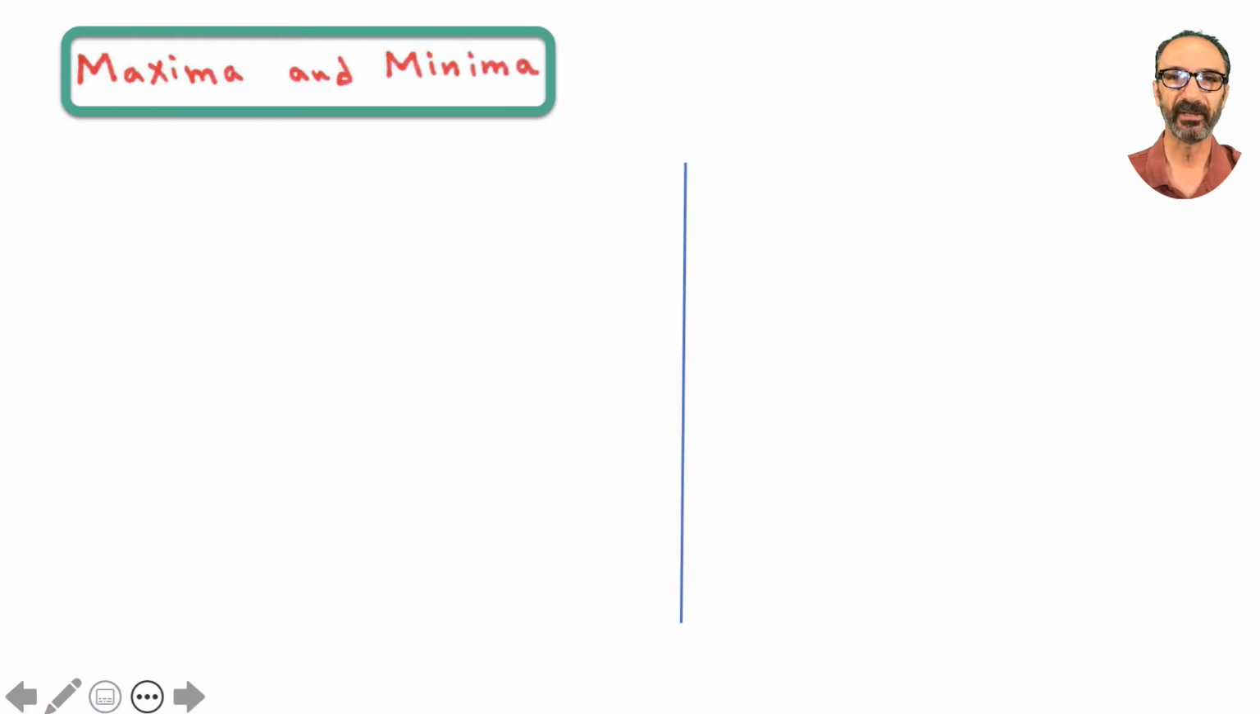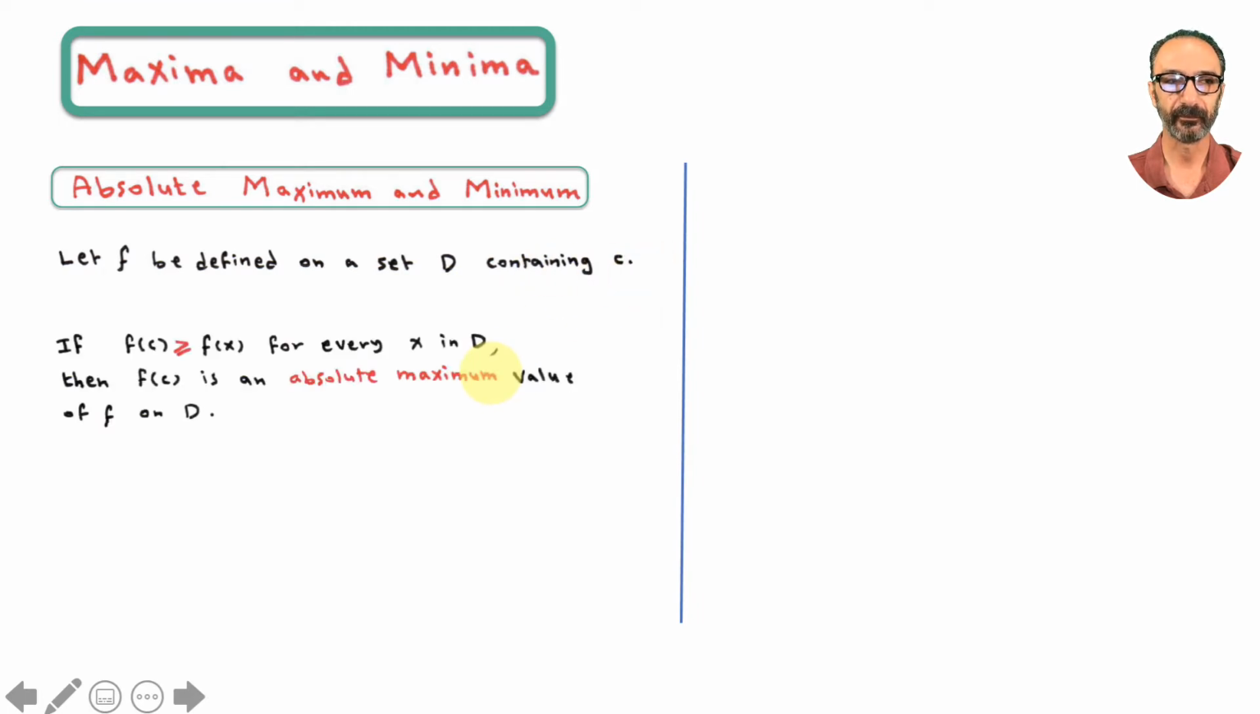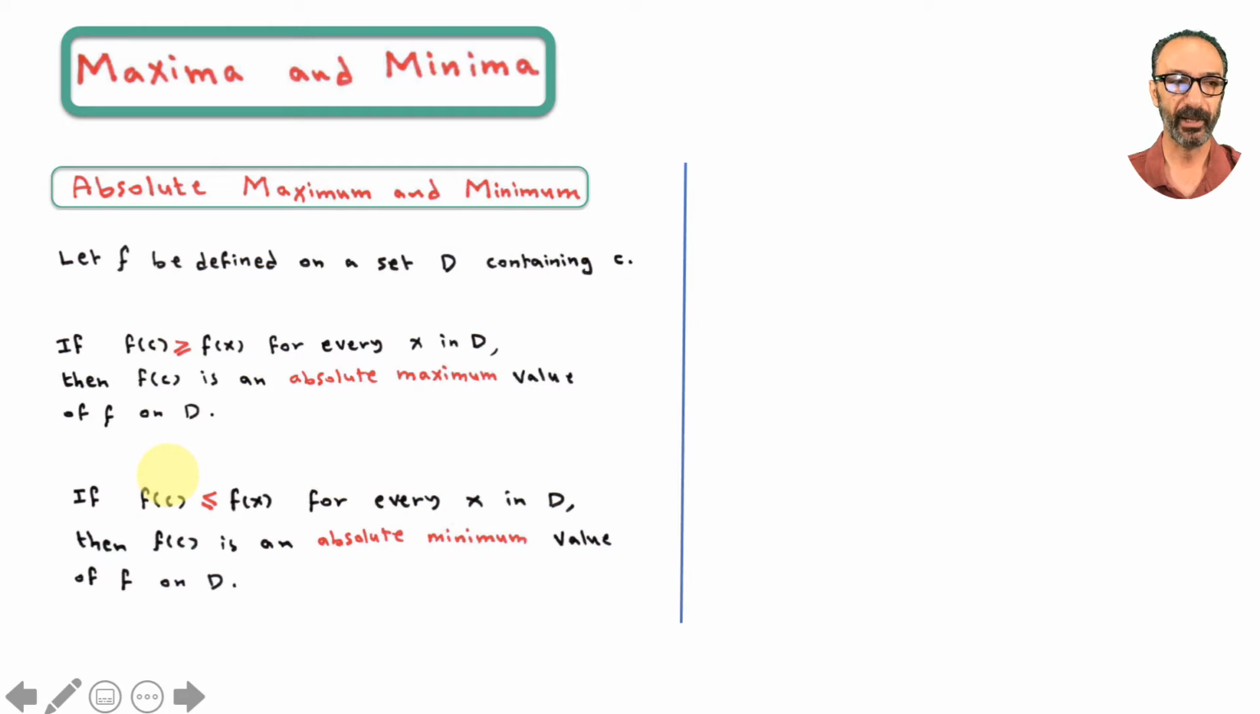Let's talk about maxima and minima. Absolute maximum and minimum. Let f be defined on a set D as domain containing c, so c is some value for x. If f of c is greater than or equal to f of x for every x in the domain D, then f of c is an absolute maximum. Because it's above everyone, it's the greatest, it's greater than or equal for every x. On the other hand, if f of c is less than or equal to f of x for every x in the domain, we call it absolute minimum. See the word every x, that's what makes it absolute.